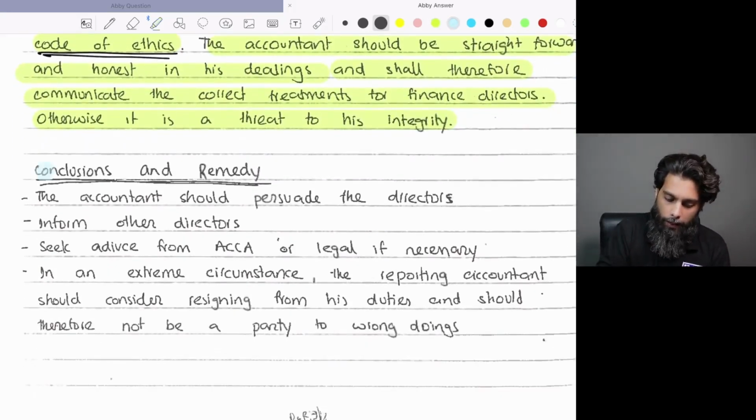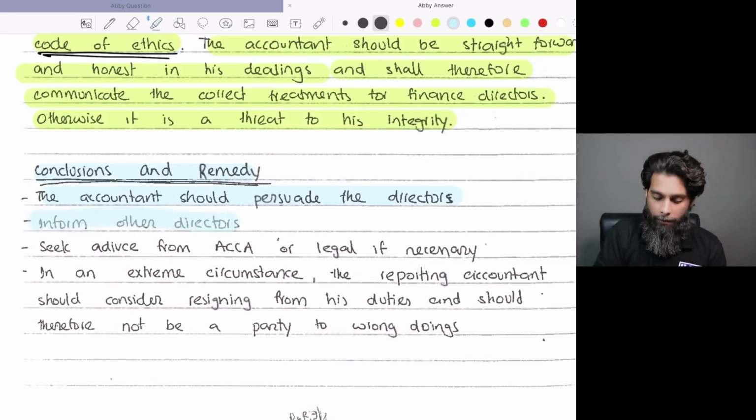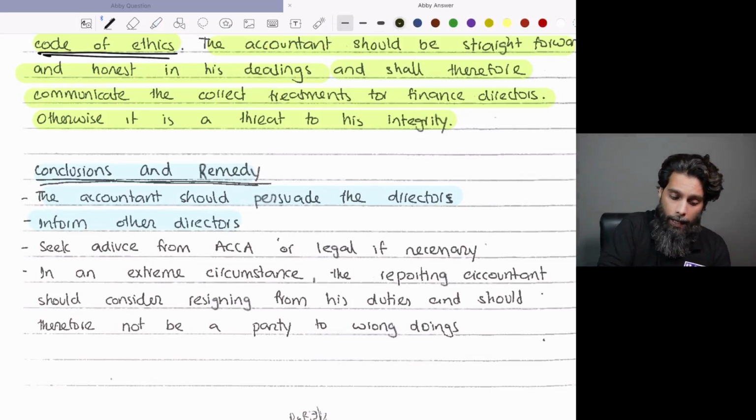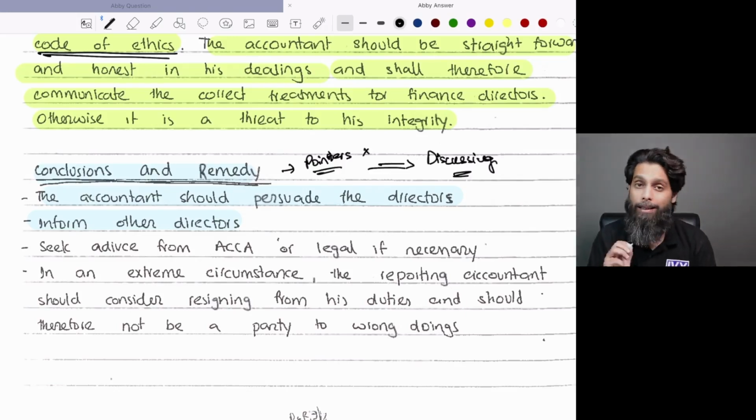Now, concluding on this, how do you conclude this scenario? The accountant should persuade the director and ask him to follow the appropriate accounting standard. Inform other directors if nothing happens. Remember, for this part of the question I have given only pointers, but you should not be answering in pointers. You should be discussing each and every point. This is to be done on your own.